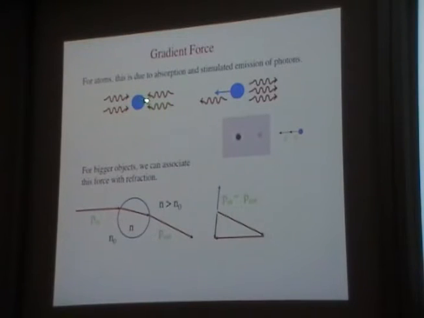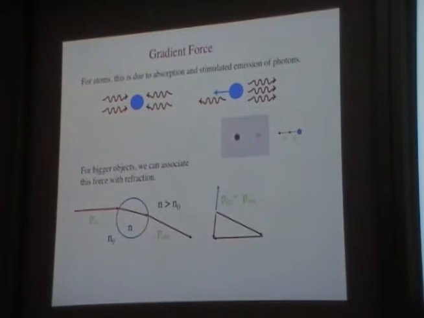The atom will absorb a photon from this beam coming from the right, get a momentum kick, and then re-radiate, or be stimulated to emit a photon from the other beam into the other beam, and as a result, get another momentum kick. So in this process, the atom has gotten one kick from the absorption process, and another kick of momentum due to stimulated emission.